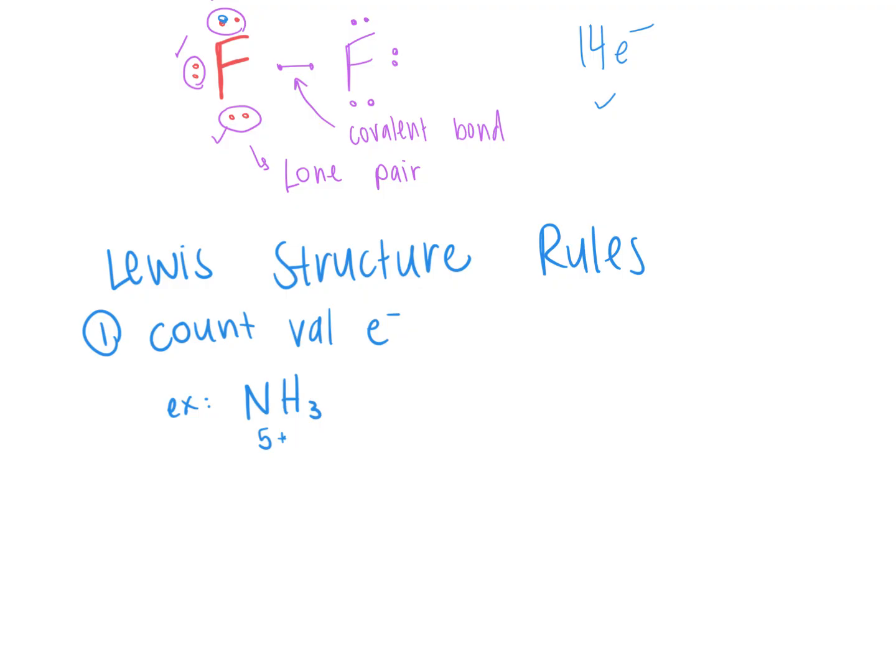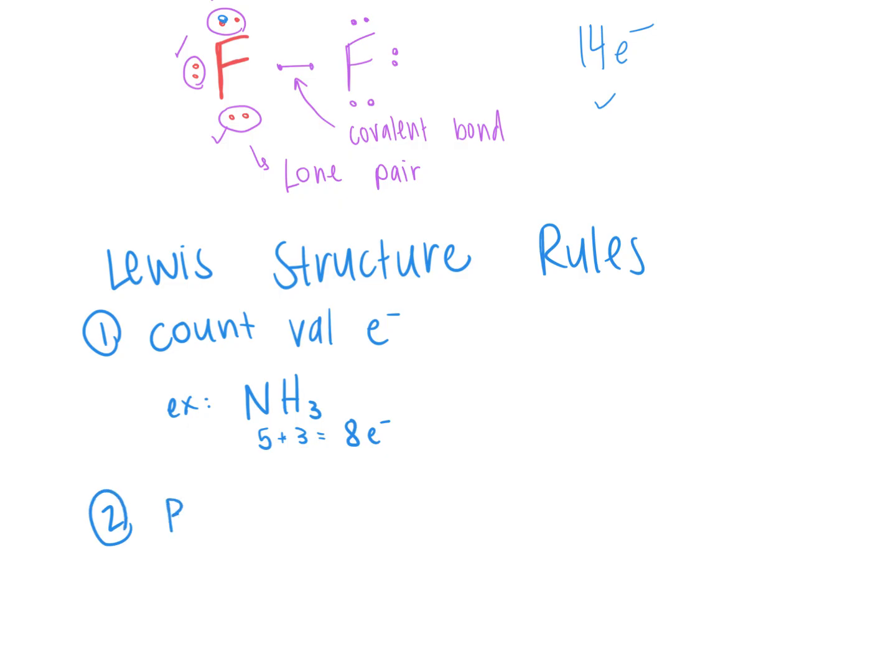Plus, each hydrogen has how many valence electrons? They each have 1, so that's 3, which means I would need a total of 8 electrons in my structure somewhere, in my diagram. Does that kind of make sense? That's the very first thing we're going to do, is count our electrons to find out how many we will need to have in our structure. Okay, that's step 1.